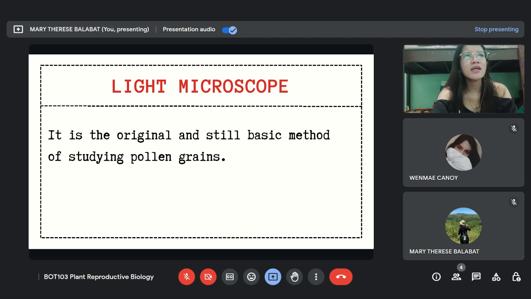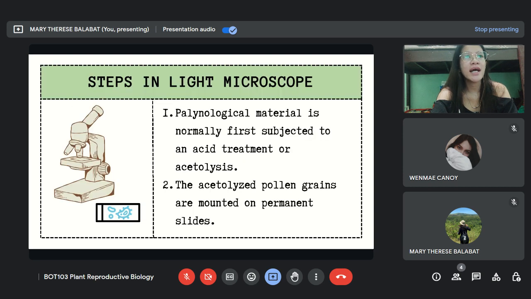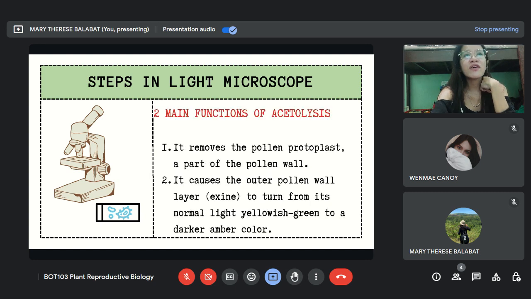In the light microscope step, first, the palynological material is normally subjected to an acid treatment, or acetolysis. Then the acetolyzed pollen grains are mounted on permanent slides. Why use that treatment, acetolysis? It functions as the removal of the pollen protoplasm and a part of the pollen wall, since the intine material and anything that may cover the pollen surface, such as oil droplets, protein, pollenkitt, and tryphine, should be removed.